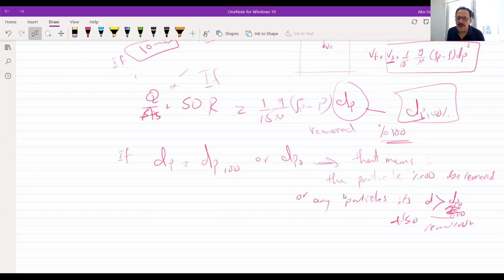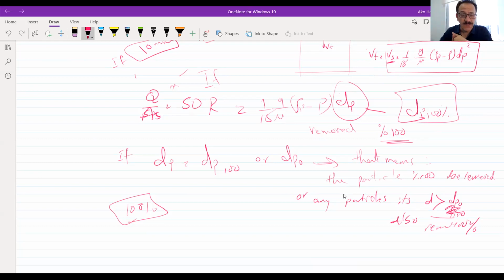Now, why are we talking about 100%? All the particles will not be removed. There will be a percentage of the particles that will stay in the water because their sizes are very small. But those particles will definitely be removed when they have a specific diameter. This specific diameter relates to the dimension of the tank and to the Q.